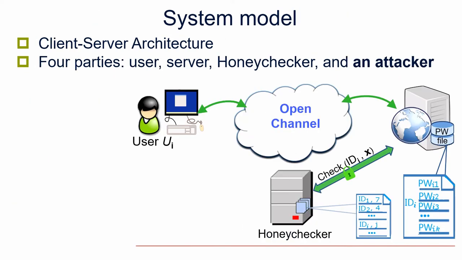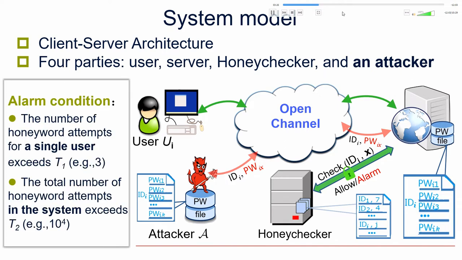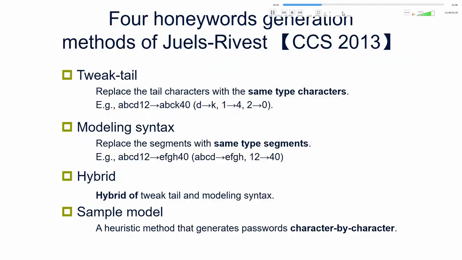There are four entities involved in a Honeyword system: a user, a server, a honey checker, and an attacker. In this figure, the attacker has obtained the sweetword file, offline guessed all the user's sweetwords, and employed the server as an online querying oracle. If the attacker uses a Honeyword to log in, her online querying attempts will be detected by the honey checker. If the number of Honeyword logins exceeds the single-user threshold, the system will raise the alarm on the user's account. Moreover, the attacker will also cause the system-wide alarm to be raised if her Honeyword login attempts exceed the system-wide threshold.